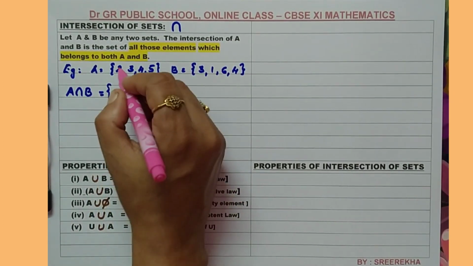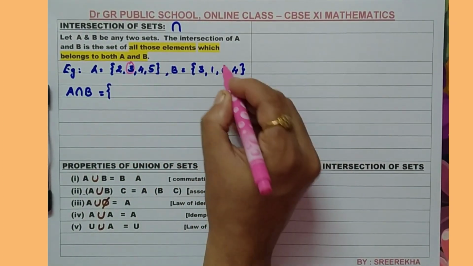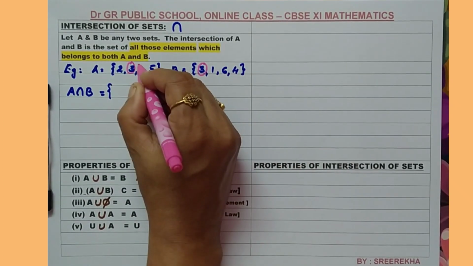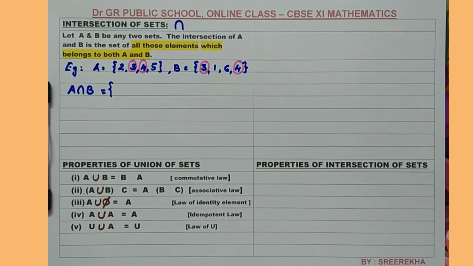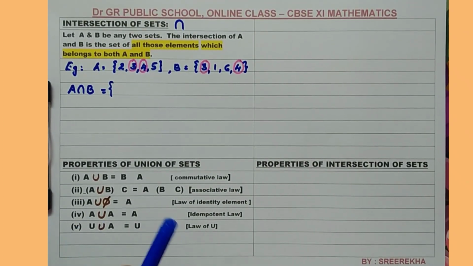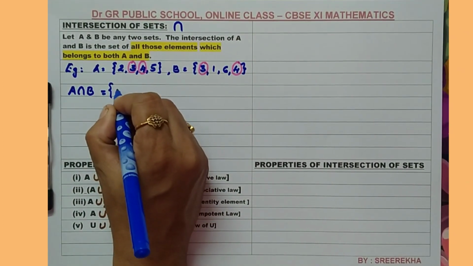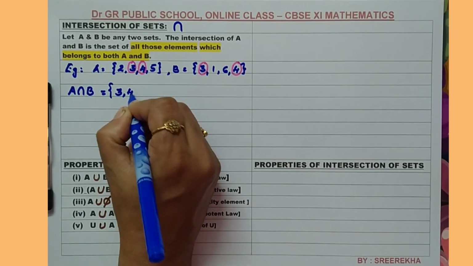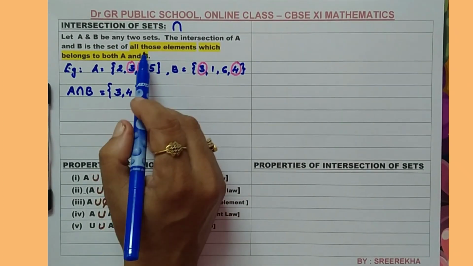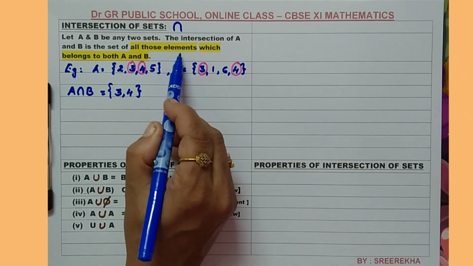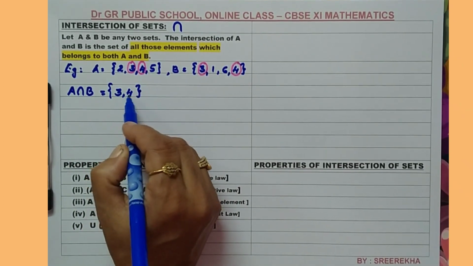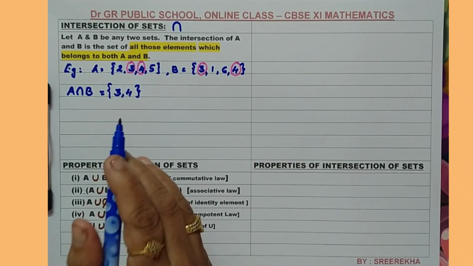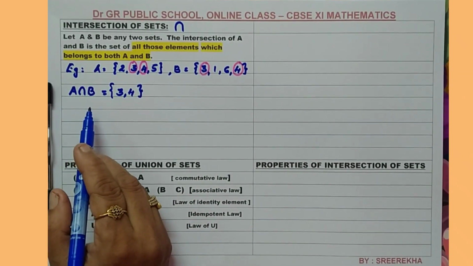The common elements here are 3 in this set, 3 also in this set. One more common element, 4 and 4. These two common elements, if you collect and write within the set, then it will be the intersection of the sets: 3, 4. Why? Because it is the set of all elements which belong to both A and B. So 3, 4 is in both A and B. That is, the common elements come in the intersection.